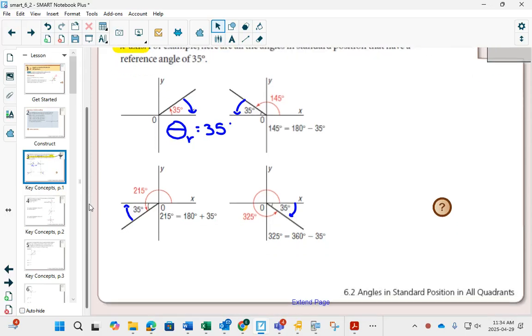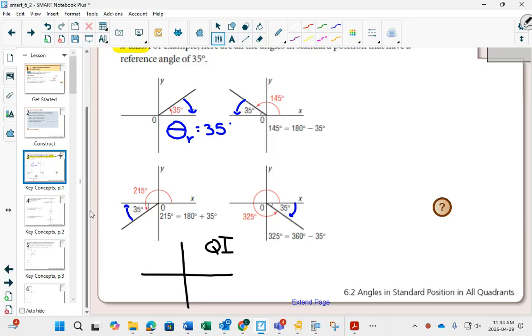Something else important for angles. When we draw our x and our y axes, that splits our grid into 4 quadrants. Mathematicians have numbered these quadrants, surprisingly, from 1 to 4. Very, very intelligent of them. Which one do you think is quadrant 1? Positive x, positive y, top right one. It is the top right. You were close. That's quadrant 1. Quadrant 2? Top left.